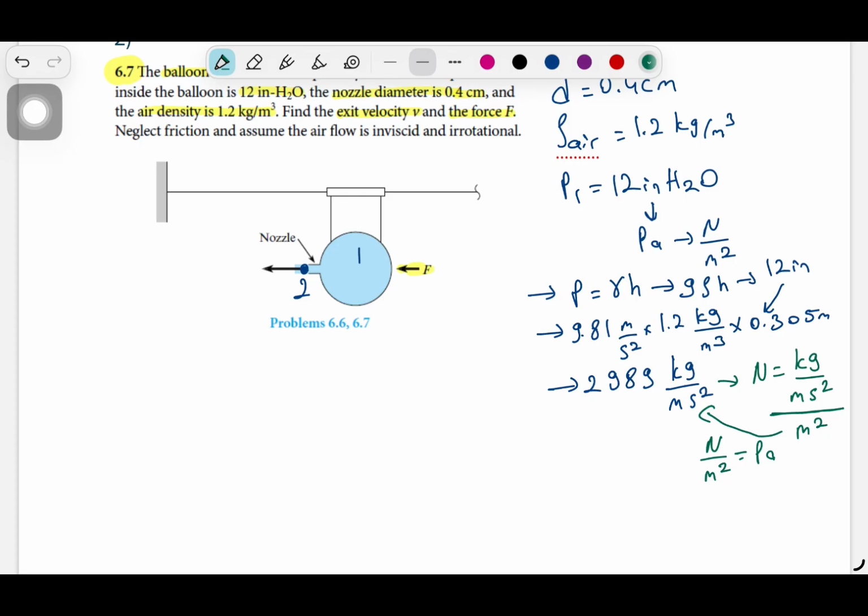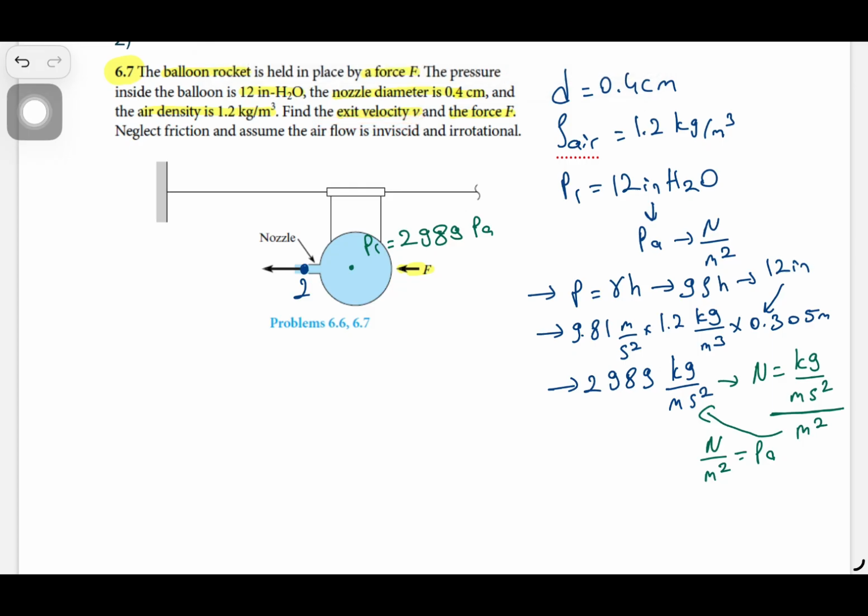Okay, so we found the pressure inside of this balloon as 2,989 pascals. Now we need to find the exit velocity. Since we know the pressure, velocity, and level between these 2 points, we can directly get the exit velocity. To do that, we can directly use Bernoulli here.